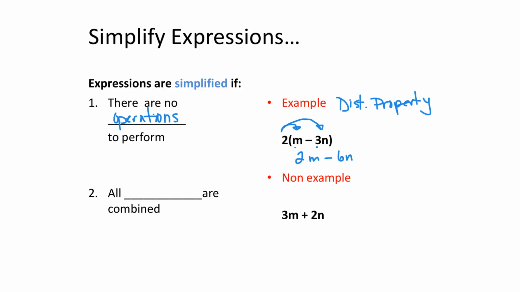And then once we do that, it would be considered simplified, unless... The next part is we have all like terms combined. So as long as we're not repeating any kind of terms, or we're not repeating any kind of variables, then we would consider something simplified. So when we look at here, 3m and 2n, those are completely different pieces, and so those are not like terms, and we would consider this to be simplified.